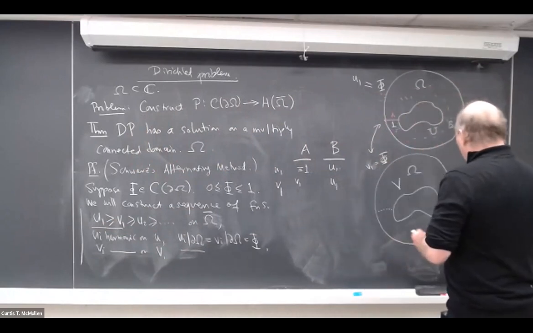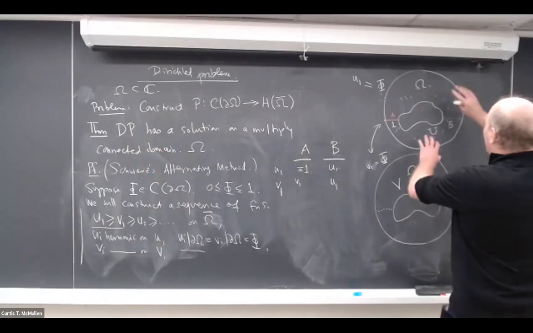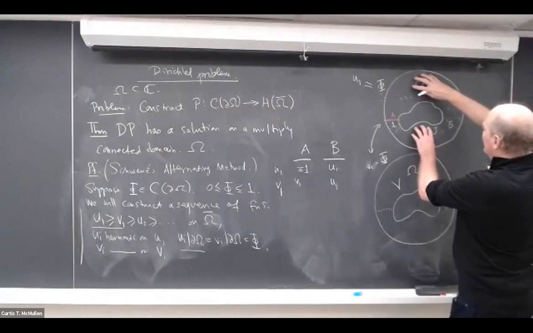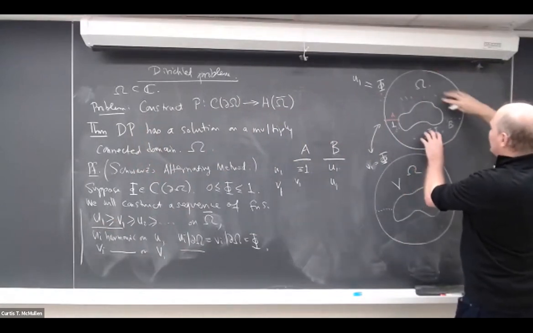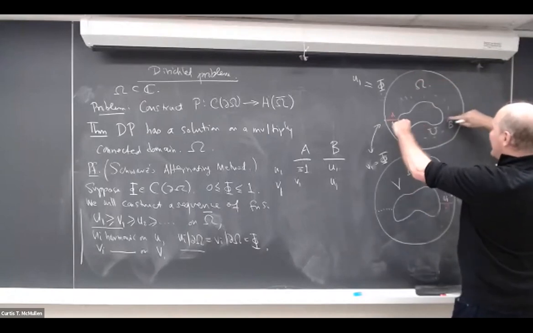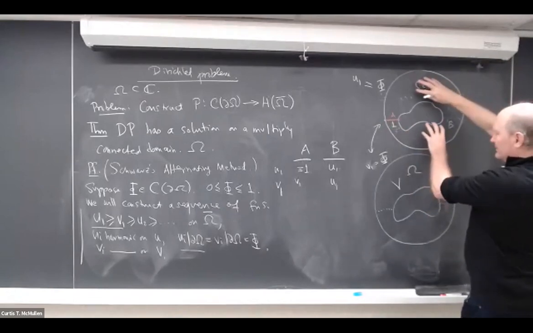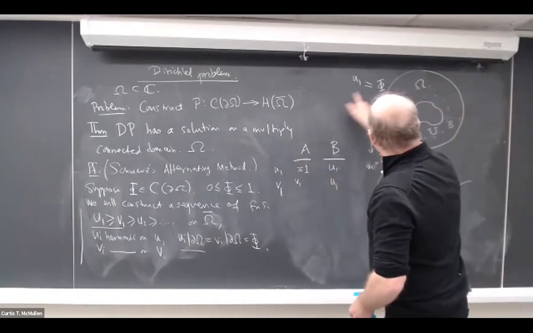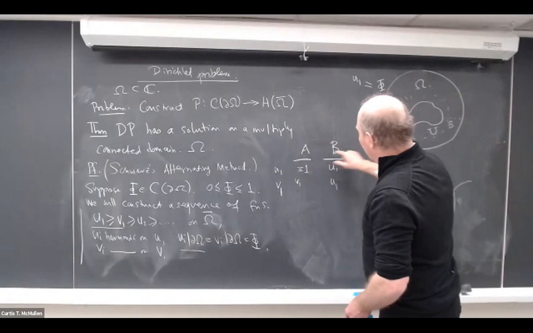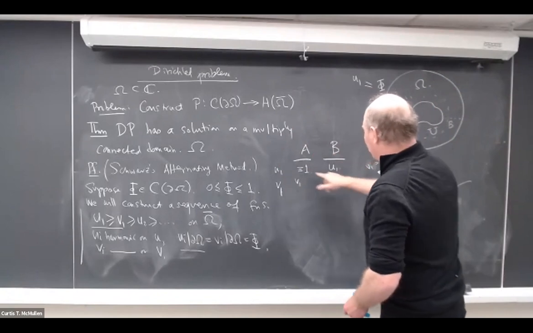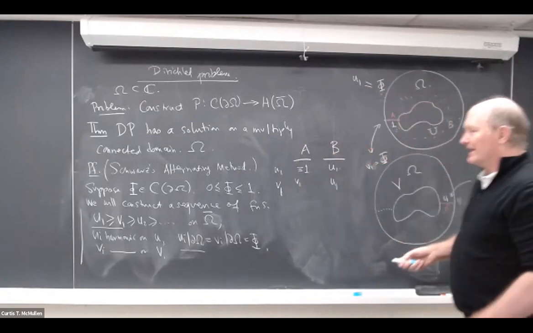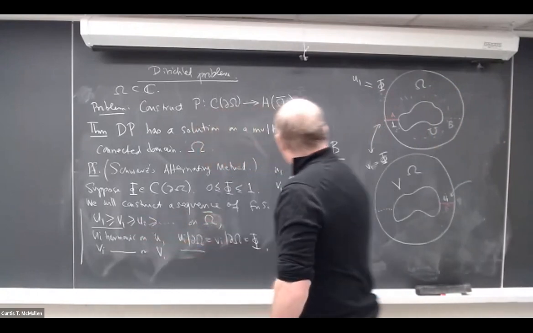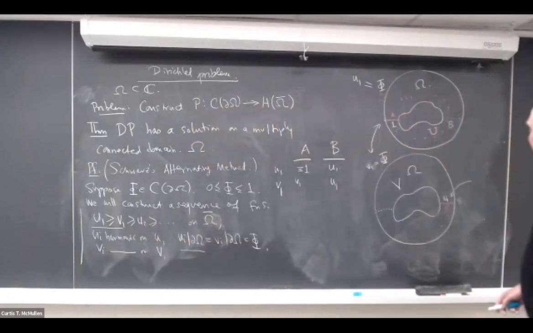So indeed, we can imagine slitting our domain into two domains by cutting along B. And then the maximum principle applies to the restriction of U1 to those regions. Its boundary values are the same on omega, and on A and B, V1 is less than the boundary values of U1. So V1 is less than U1. Okay, good. Now what should we do?